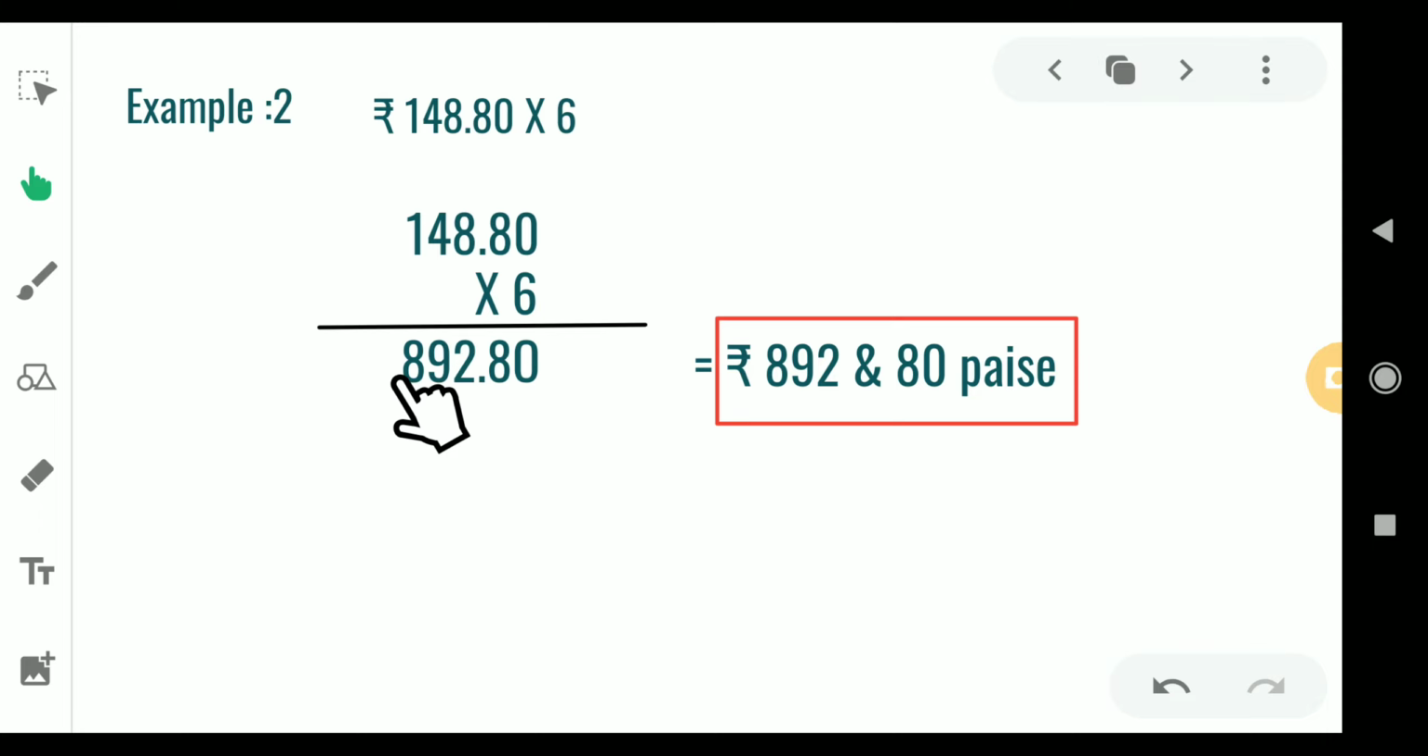So right now this is the integral part and it is 892, and this is the paise part and it is 80 paise. So when you multiply 148.80, your product will be rupees 892 and 80 paise. In this way decimal numbers can be multiplied with numbers.